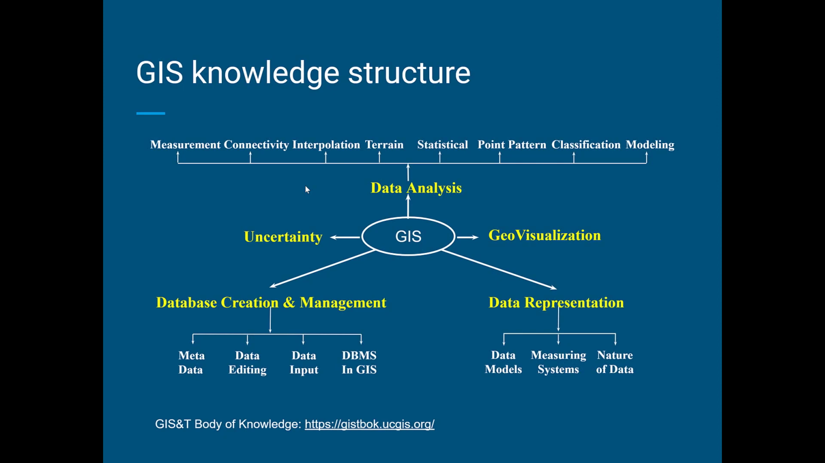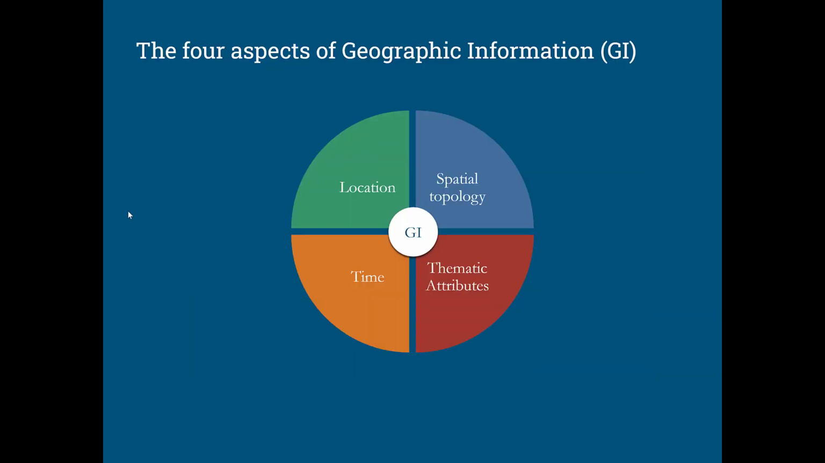So this is our entire knowledge structure of GIS. In GIS, we basically learn 1, 2, 3, 4, 5 things. We start from here, data representation. In order to understand what kind of data we can put in GIS, we need to know the nature of our data, right? So that is the purpose of this lecture.